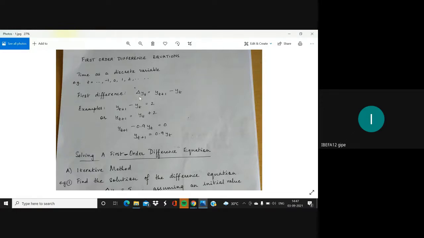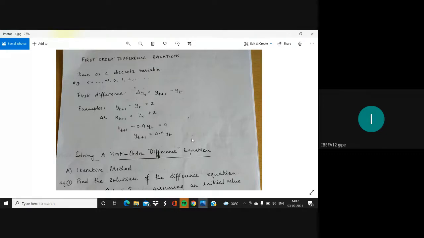We use the notation delta here to denote the first difference. Now examples of difference equations are the following. This is an example of a difference equation. Now it's generally more convenient to write it this way, that yt plus 1 is equal to yt plus 2. This is another example of a difference equation. And again, it's generally more convenient to write it in this way.